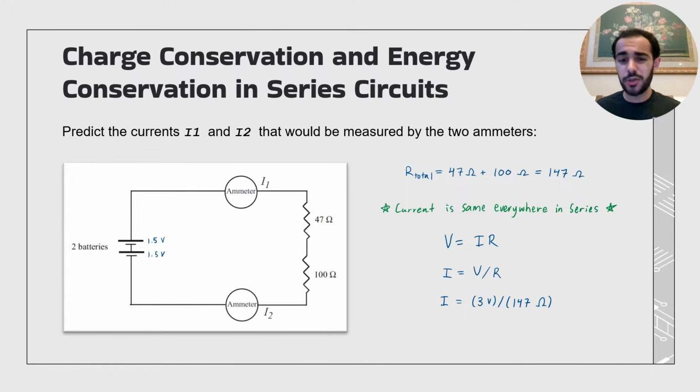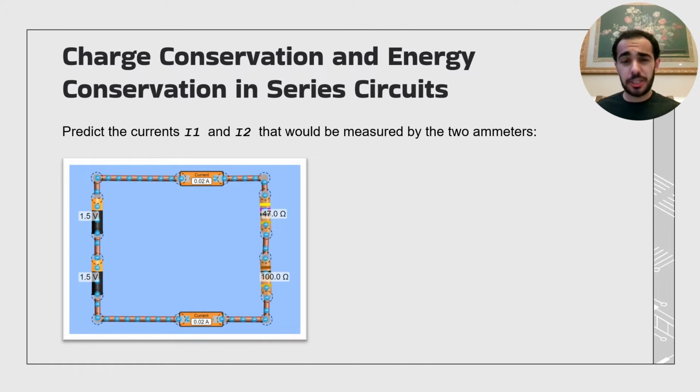Well, we have to consider that the current is the same everywhere in a circuit, and to find it, we have to find the total resistance and then use Ohm's law. And by doing so, we find that the current is this. Now we can prove this calculation by simulating the exact circuit online, placing an ammeter, which is the device that measures current, where I1 and I2 can be read. And as we can see, the currents match what we calculated.